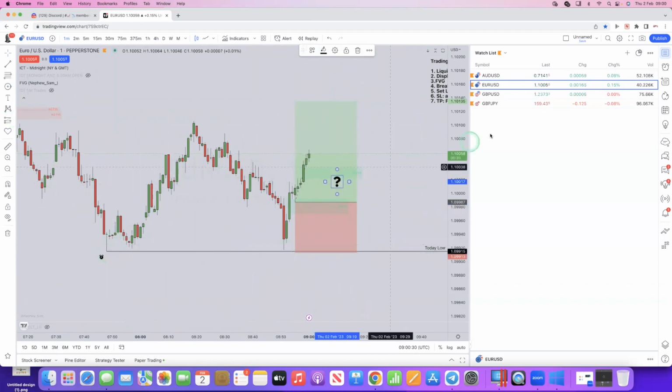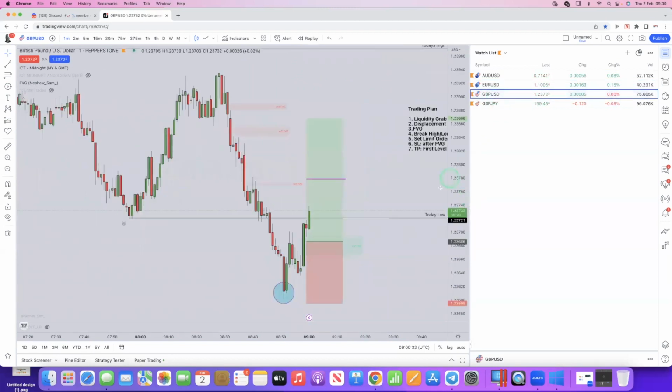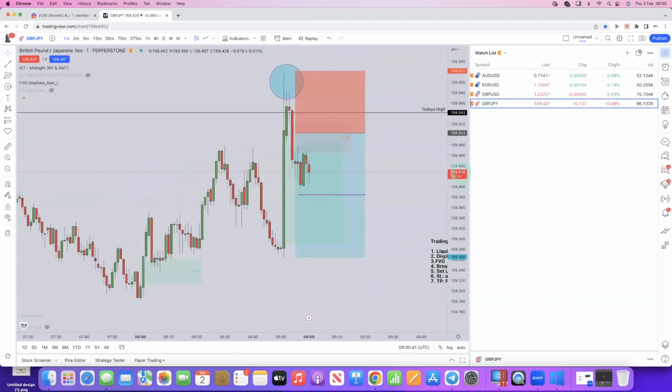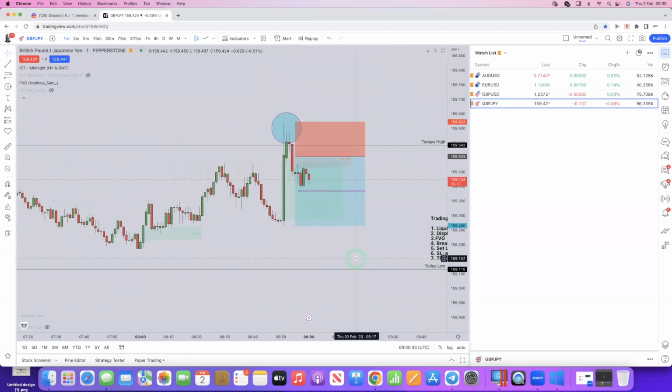This did not take this here. The GBP, we haven't gotten an entry. We're still meandering above the 2-minute fair value gap. GBP JPY, we're still meandering as well. So what we'll do is we'll pause the video. We've got 3 that are in, or 2 that could be in play.